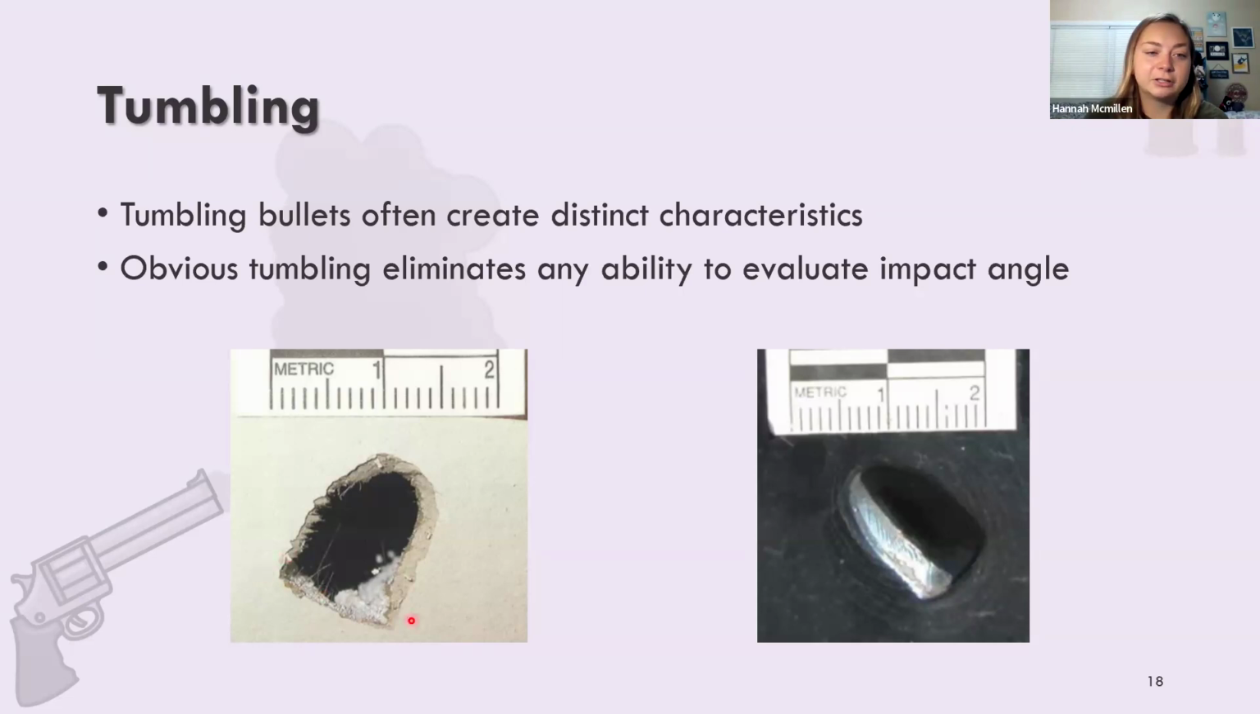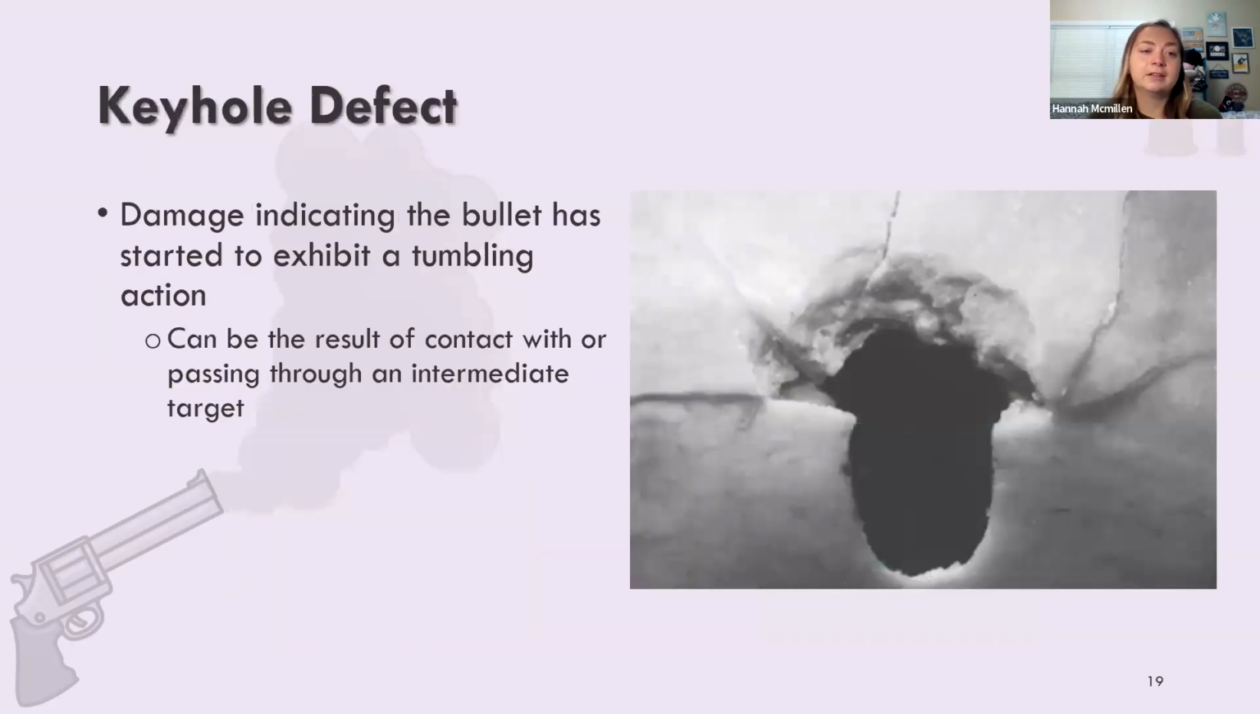So here you can see the actual shape of the bullet as it traveled through each of the surfaces or hit and then deflected off a surface. So going into the keyhole defect, this is damage indicating the bullet has started to exhibit a tumbling action and can be the result of contact with or passing through an intermediate target.